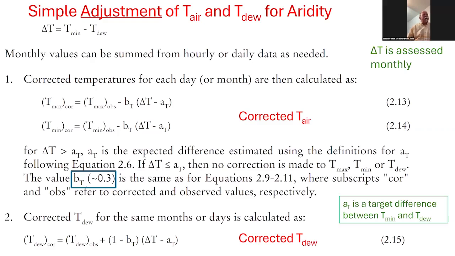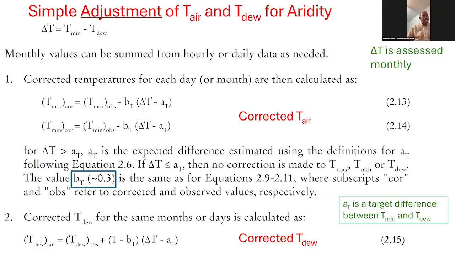So the adjustment, this is just one of several that we are proposing in the revision, but it's a simple adjustment on purpose so that people shouldn't have difficulty making it. At the top, like we've been looking at, we evaluate a difference between min and dew point temperature, usually on a monthly basis, just to average out general trends.